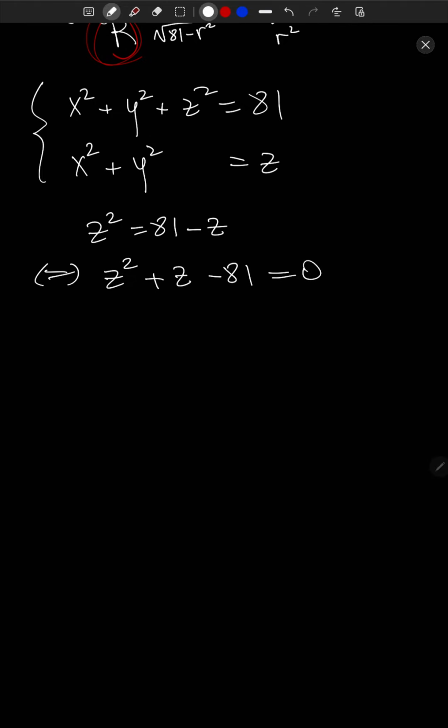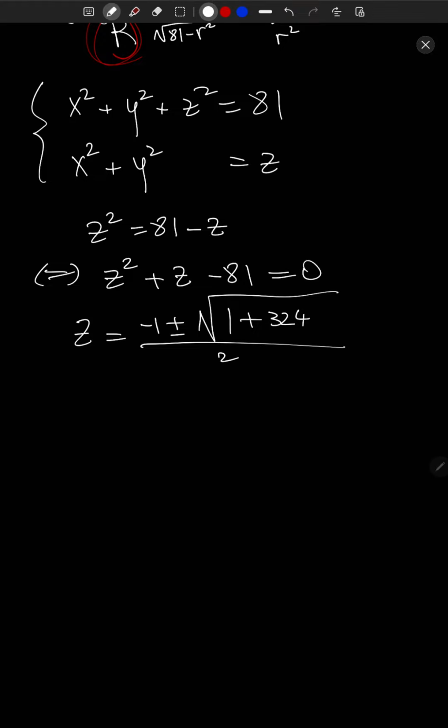All right, this doesn't look that nice. So I'm going to solve it using the quadratic formula. So minus 1 plus or minus the root of 1 plus 4 times 81, which is 324, over 2. So this is minus 1 plus or minus the root of 325, over 2.